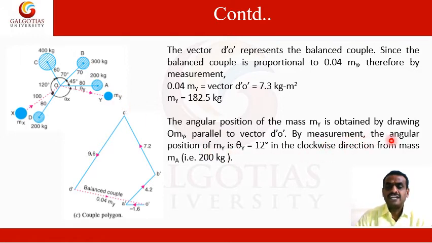By measurement, the angular position of my is theta y, which is equal to 12 degrees in the clockwise direction from mass A. So by measurement, we can calculate that the angular position of mass y is 12 degrees from mass A in the clockwise direction.